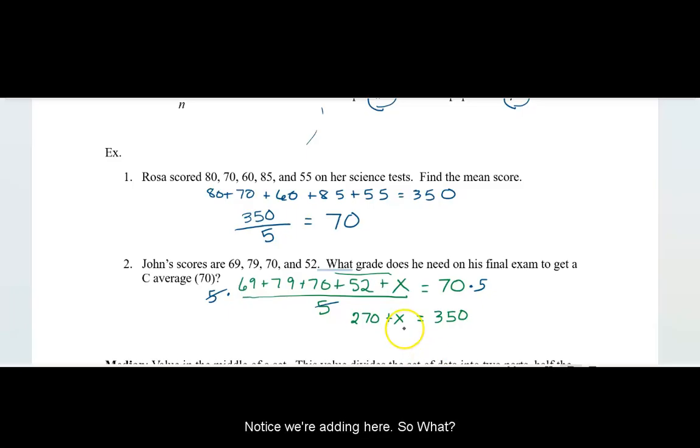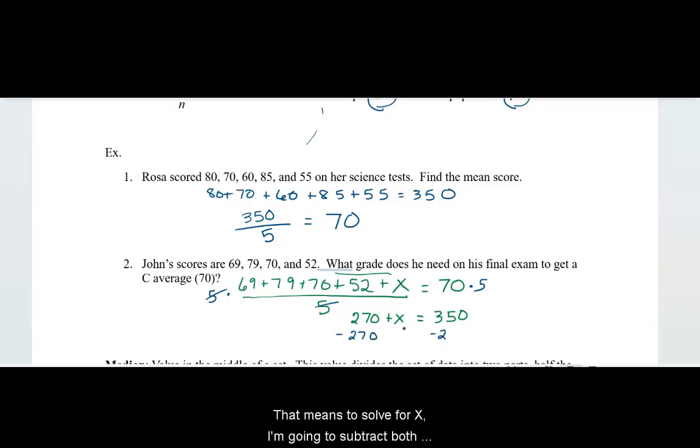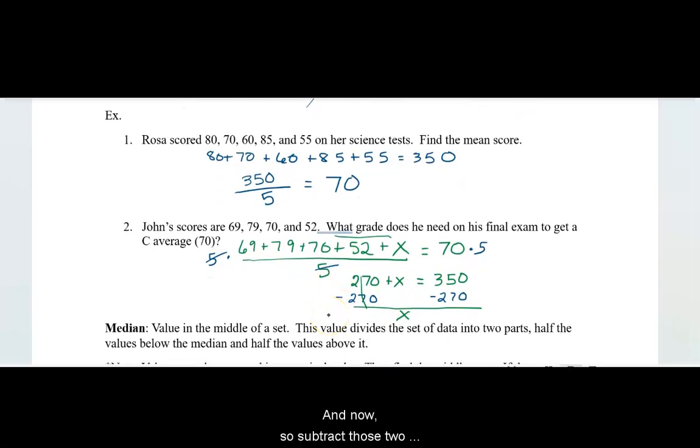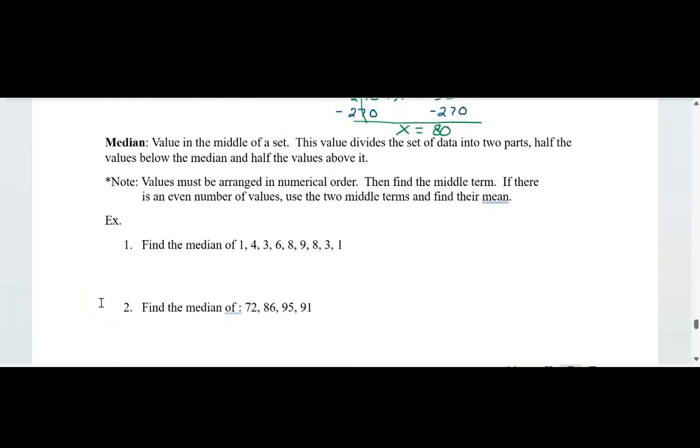Notice we're adding here, and the 270 is positive, so we need the x by itself. That means to solve for x, I'm going to subtract 270 from both sides. That way, remember, those just cancel out. I have x, let me slide this up a little bit. X equals, and now subtract those 2 numbers, and we get 80. Meaning, for John to get a 70 average in this class, he would have to get at least an 80% on his final exam.